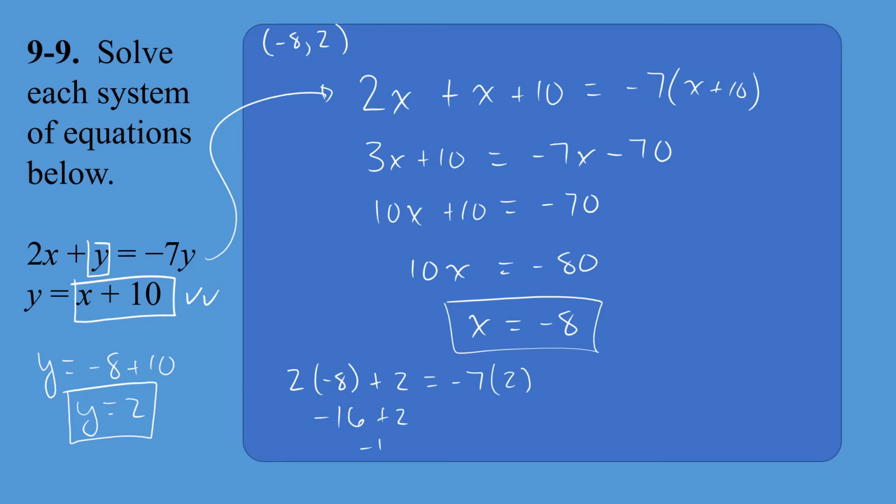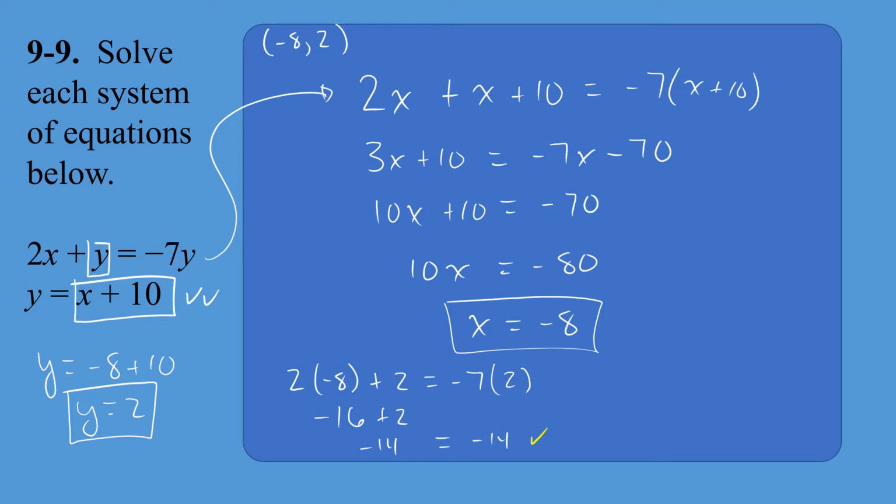-16 plus 2 is indeed -14. And over on the right-hand side, -7 times 2 is -14. So that definitely makes both the left and the right-hand side the same. So that solution, x is -8 and y is 2, works for the first equation. And as far as the second equation, I'm pretty sure it works because that's how I got what y was.